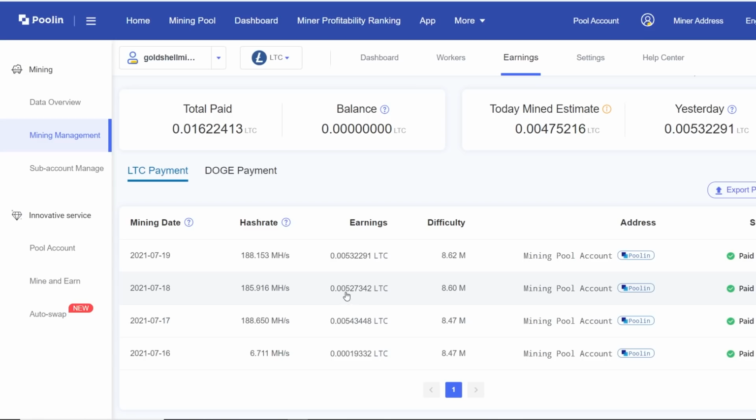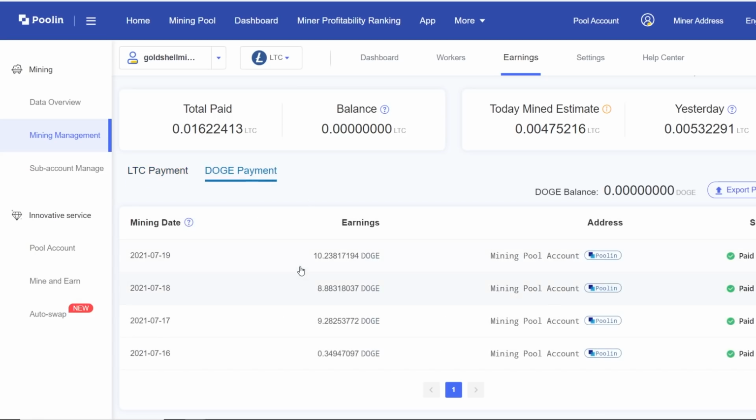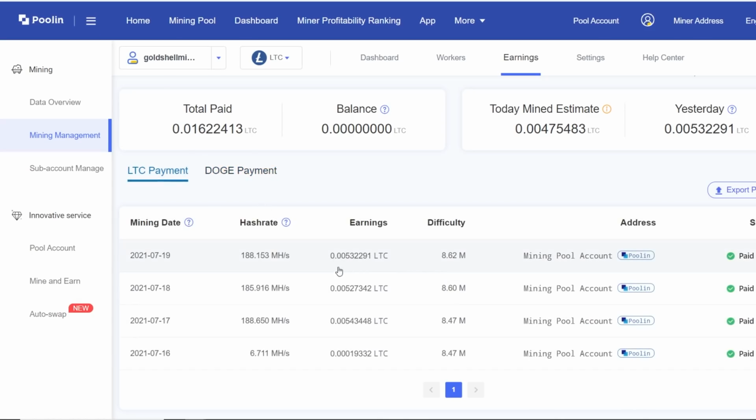0.0054, let's see, 052, 053. So that's roughly the average of how much Litecoin this Mini Doge from Goldshell has been mining. All right, so now let's go to Dogecoin here, and you can see the past couple days we've been averaging about, I would say, 9 or 10 Dogecoin a day. Not too bad, but maybe you guys are wondering in total how much this is worth.